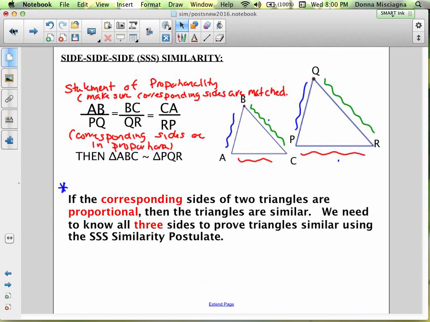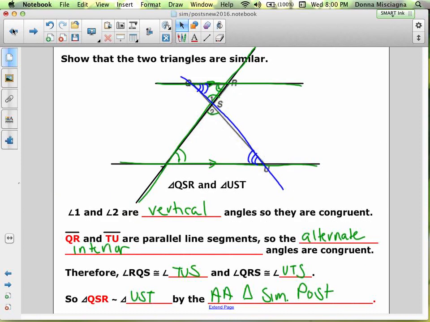Yes. So I'm going to stop this podcast. We've gone over angle, and in the next podcast we're going to learn another similarity postulate.